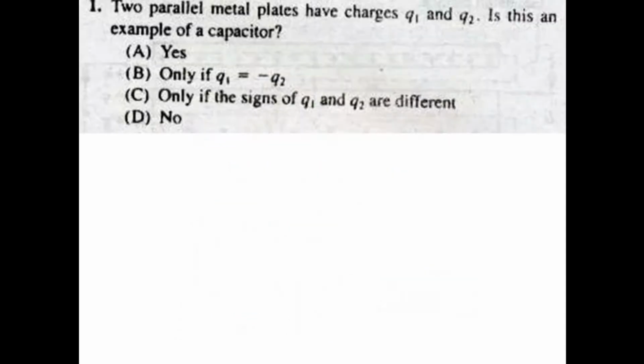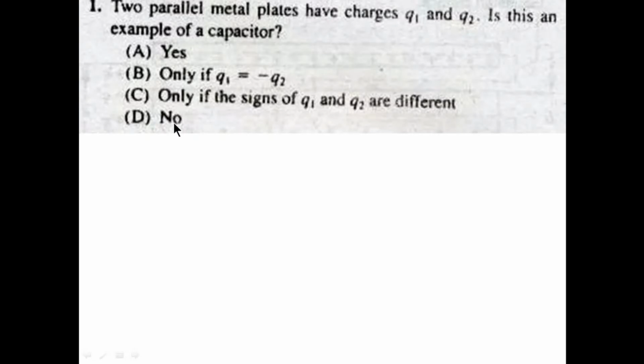So let's begin. Question number 1 is, two parallel metal plates that have charges Q1 and Q2. Is this an example of capacitor? Option A is yes. Option B is only if Q1 is equal to minus Q2. Option C is only if the signs of the two charges are different. And option D is no.